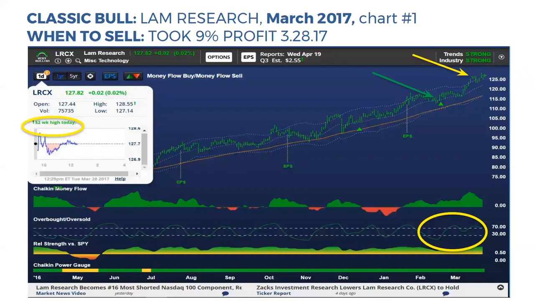All right, so I said that I would explain the Chaikin Money Flow, which you can see is above the overbought, oversold, and I'll come back to that one in a minute. But let me explain the money flow, because this is the indicator that Marc basically made his name on Wall Street on.